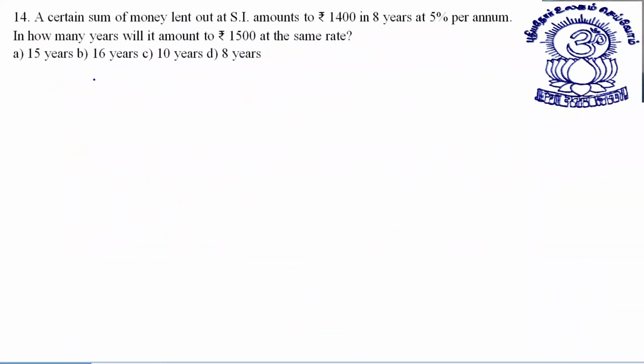The next question is: a certain sum of money lent out at SI amounts to rupees 1400 in 8 years at 5% per annum. In how many years will it amount to rupees 1500 at the same rate of interest? First of all, the amount is 1400 rupees. Amount is principal plus interest.